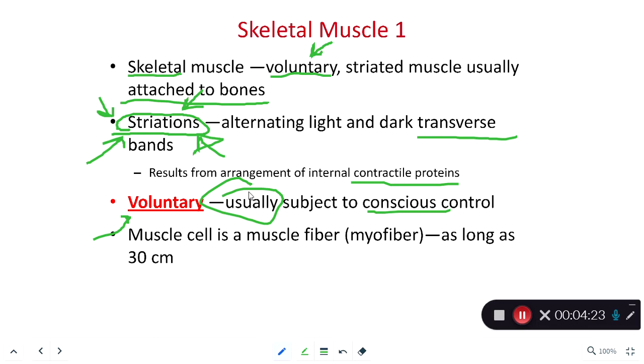But most of the time, you're going to choose to voluntarily contract those skeletal muscles. The other big exception to this rule is the diaphragm. By default, our diaphragm will contract and relax rhythmically to help us inhale and exhale, to move air in and out of our lungs. But we do have the ability to override the involuntary contraction and relaxation of the diaphragm to hold our breath or to force air out of our lungs with extra force.